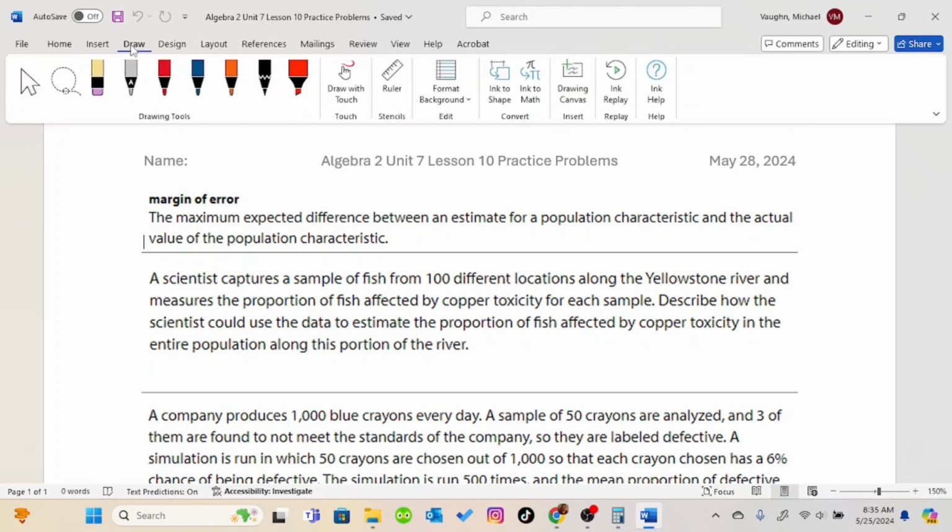Welcome to Algebra 2, Unit 7, Lesson 10, Practice Problems. This lesson has one vocabulary term, which is margin of error.